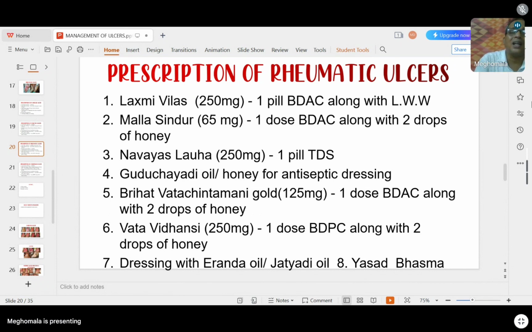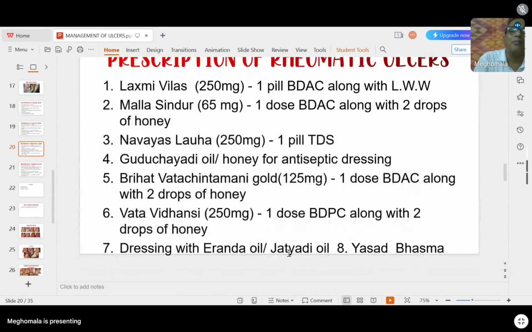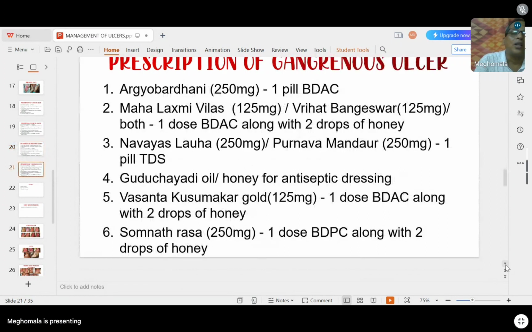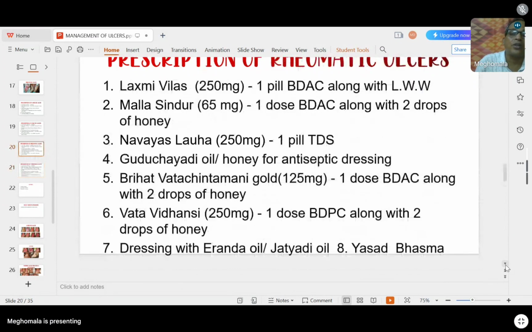Then the other drugs, as I have mentioned here: Brihat Vata Chintamani, Vata Vidhwansi, and dressing with Eranda oil. Eranda oil is also very, very good, as there is no infection. Eranda oil is very good for the tumor and the loss of sensation.